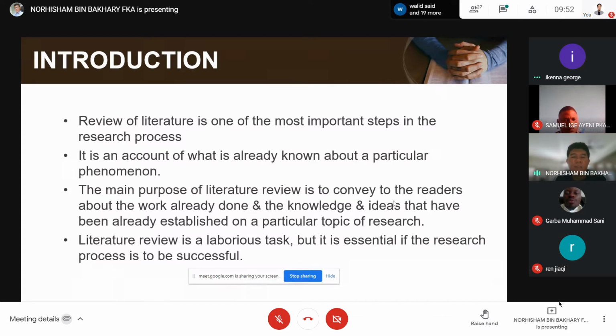Okay, the main purpose of literature review is to convey to the readers the work that has already been done, and the knowledge and ideas that have already been established on a particular research topic. So the main purpose of literature review in this case is to convey to the reader, which means that the reader is your examiner. So you must be able to tell the examiner the trend or the history of the research, the history and the progress of the research in your research topic.